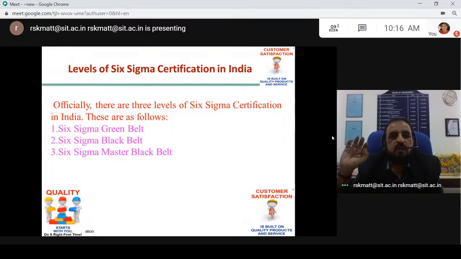Okay. The levels of Six Sigma certification in India. You should know where you can get the Six Sigma certification: Six Sigma green belt certification, black belt certification, and master belt certification. As Six Sigma training people, where we are implementing Six Sigma, we should know the roles of these people. And also we should know where we get certified for this Six Sigma.